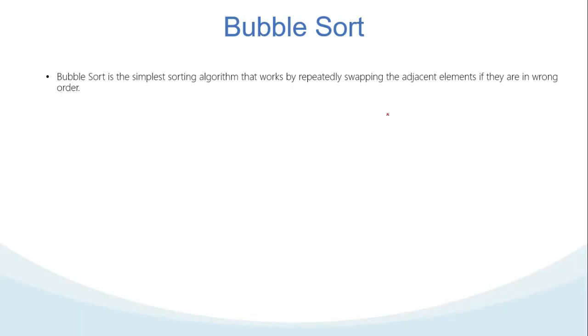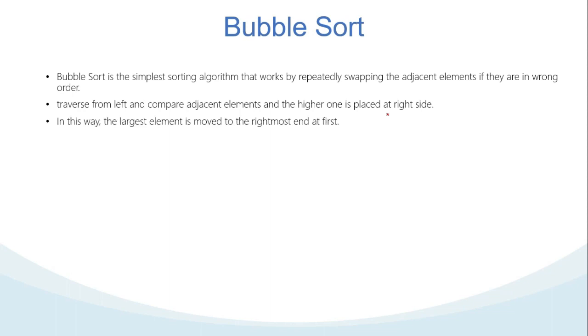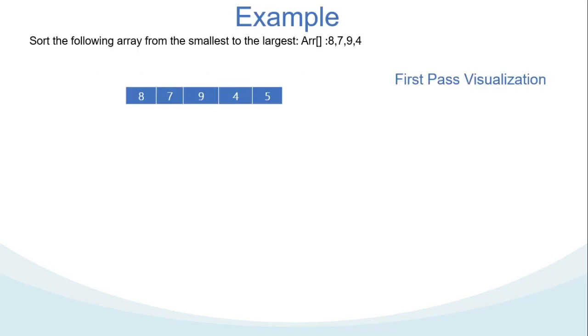Bubble sort. Bubble sort is the simplest sorting algorithm that works by repeatedly swapping adjacent elements if they are in the wrong order. Bubble sort traverses from left and compares the adjacent elements, and the higher one is placed at the right side. In this way, the largest element is moved to the rightmost end first. This process is then continued to find the second largest and place it, and so on until the data is sorted. Let's see the example.